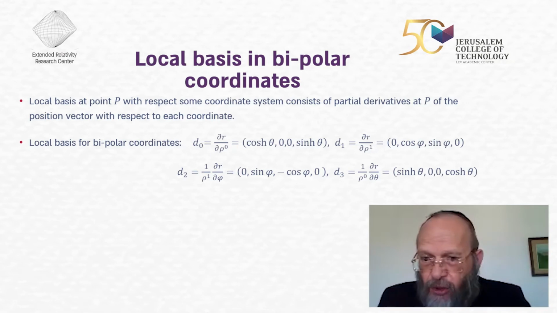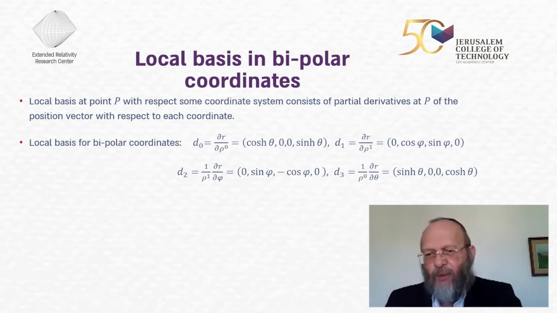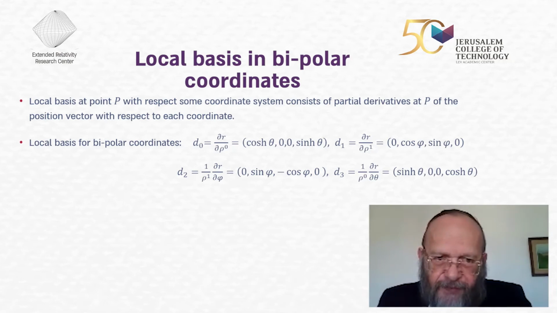The norm of d0 is 1: cosh square minus sinh square is 1. The norm of this is cos square plus sin square is 1, but on the spatial coordinates, it's minus 1. The same thing here is minus 1, and sin square minus cos square is also minus 1. They are orthogonal, and the inner products, since these are different coordinates, are 0. Those are also orthogonal. All of them form an orthonormal basis. Very nice bases. Working with them is the same as working with the natural basis in Minkowski space.